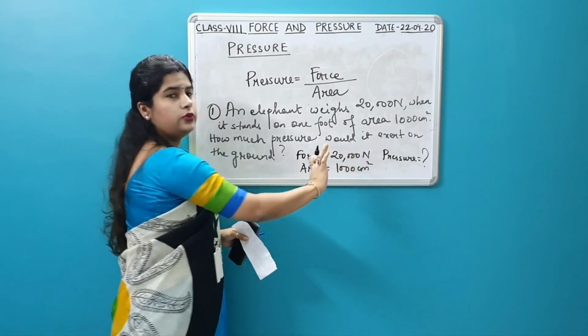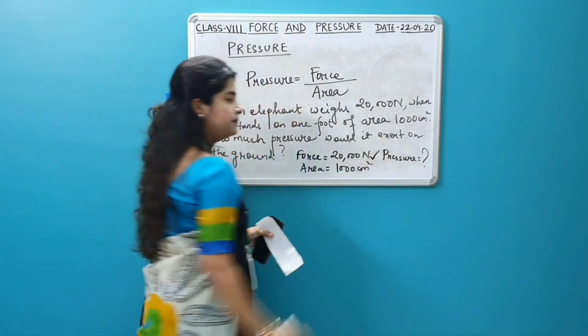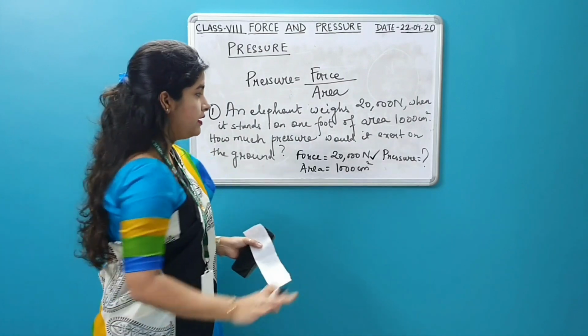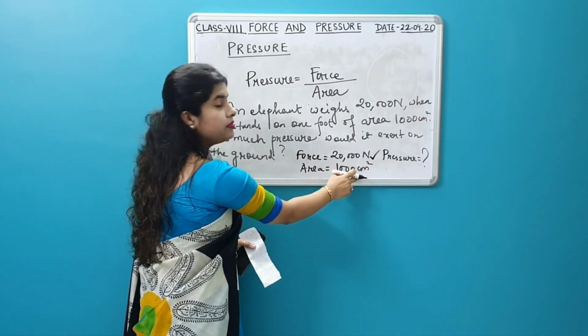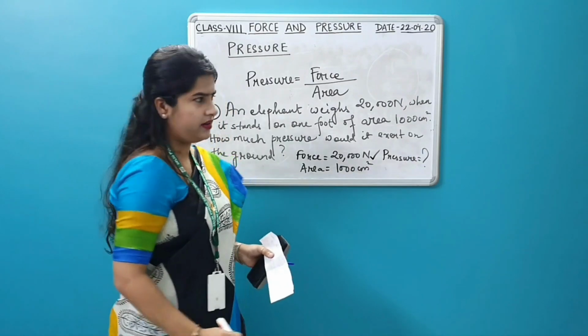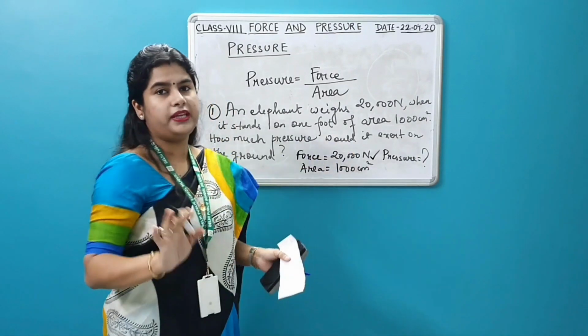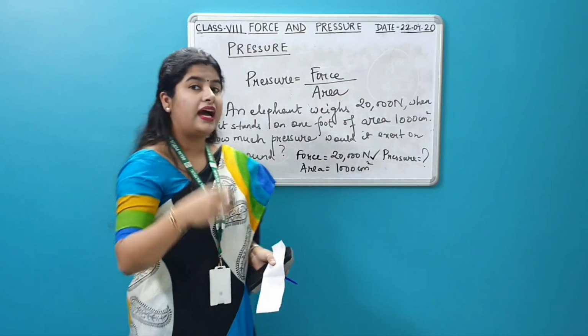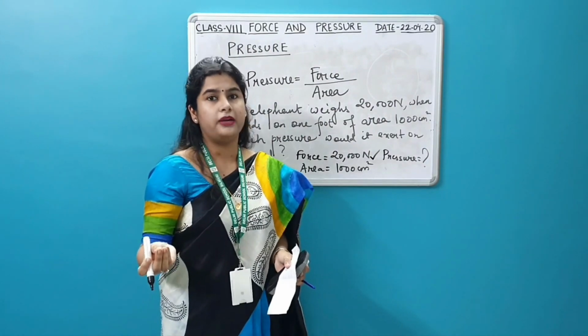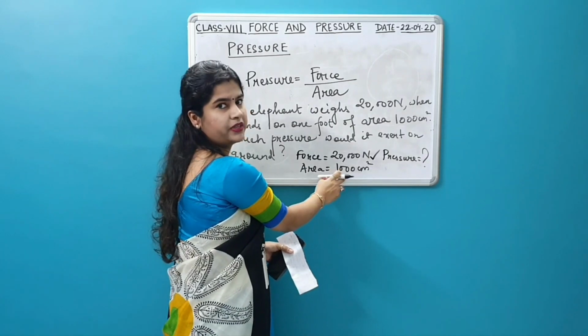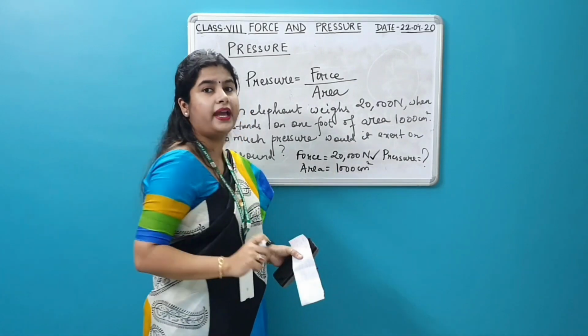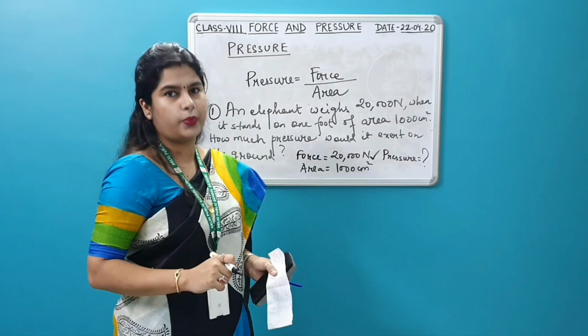Force is 20,000 Newton. Absolutely correct. SI unit is given. So I am checking the units now. The second thing, area, 1000 centimeters square. So my answer will not be Newton per centimeter square. I will always bring it in Newton per meter square. So what I can do, I have to convert this 1000 centimeter square to meter square.